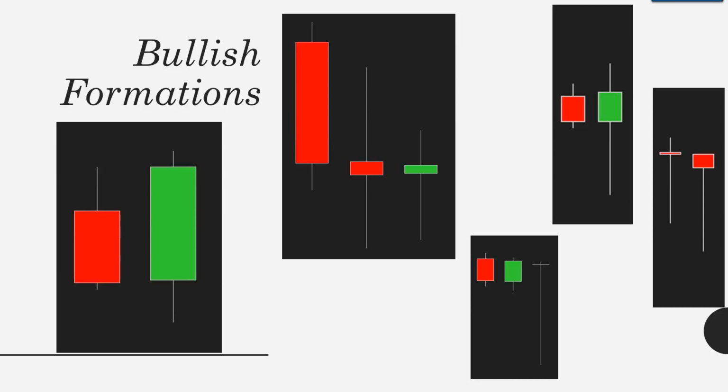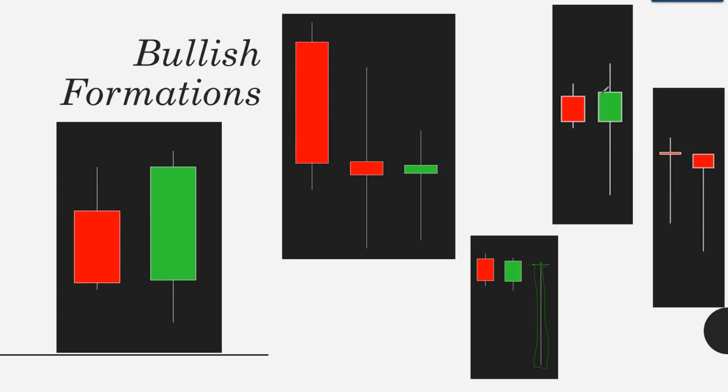All three of these formations are actually indicating exactly the same thing, in that they first open. This is your open right here. They push it down, but then buyers come in and they push it right back up. That's the formation that we're looking for.